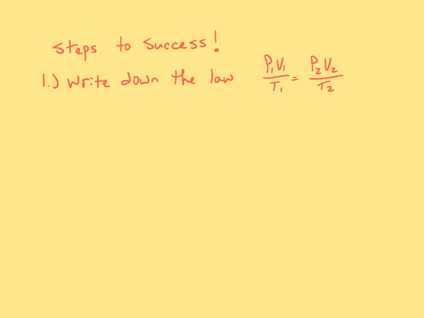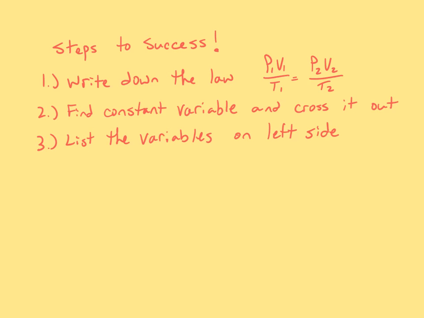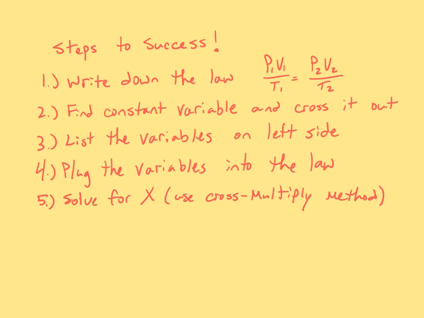In summary, the repeatable process for solving these problems is as follows. First, write down the law. P1 times V1 over T1 equals P2 times V2 over T2. Second, find the constant variable and cross it out. Third, list the variables down the left-hand side by reading the problem. Fourth, plug the numbers into the law. Fifth, solve for x by using cross multiply if there is a number in the bottom.